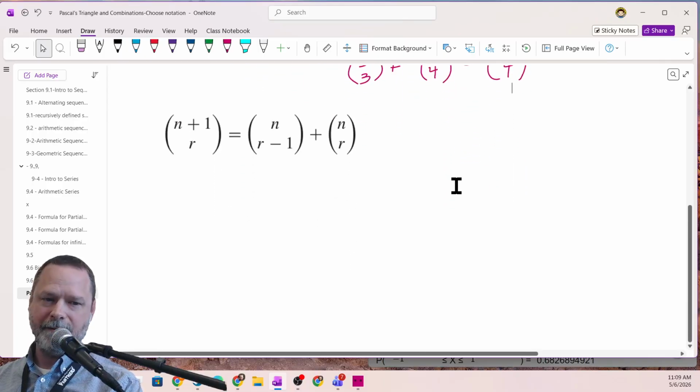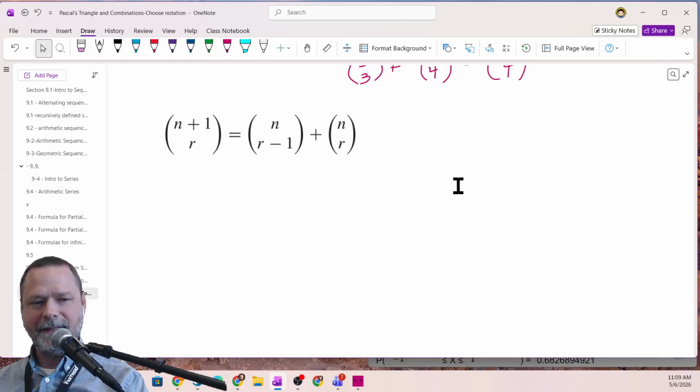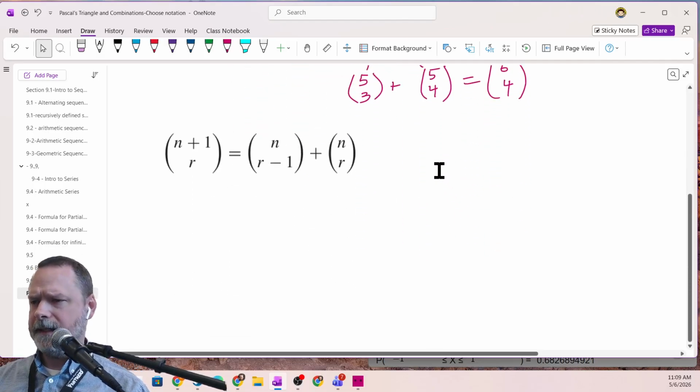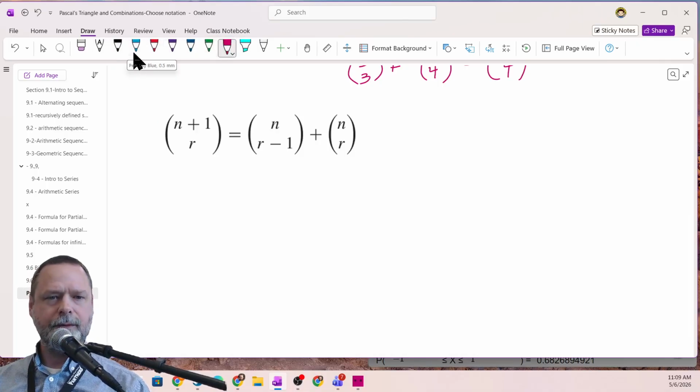It gets you combinations, tells you how many ways there are to pick a number of elements out of another set of elements. Okay, so let's see here. Let's go ahead and prove this.